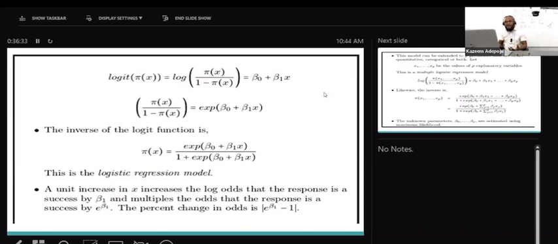So if I want to find the percentage change, the percentage change in odd is going to be the absolute value of the exponential raised to power beta 1, minus 1. If you take a look at what I'm presenting here, this is a simple binary logistic model where I only have one explanatory variable.